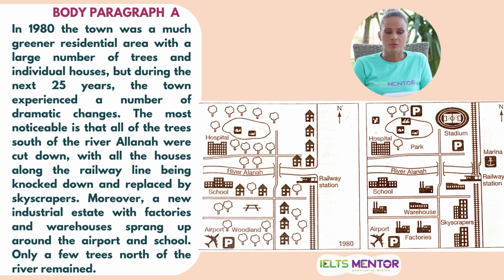The most noticeable is that all of the trees south of the river Alana were cut down, with all the houses along the railway line being knocked down and replaced by skyscrapers. Moreover, a new industrial estate with factories and warehouses sprang up around the airport and school. Only a few trees north of the river remained.